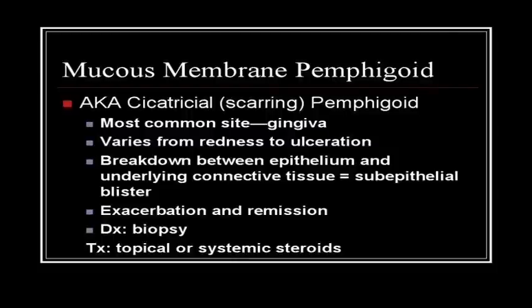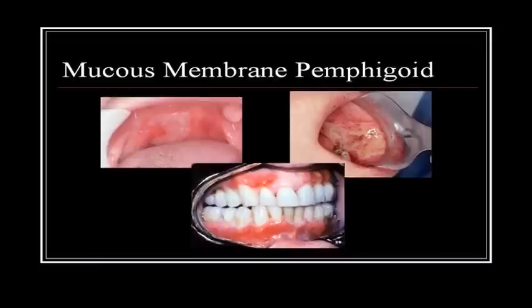Mucous membrane pemphigoid is also known as cicatricial or scarring pemphigoid and is similar in some characteristics to pemphigus. This condition, however, involves the gingiva. It varies from simply redness to the ulcerations mentioned earlier. This condition occurs because of a breakdown between the epithelium and the underlying connective tissue and causes a subepithelial blister. Like many other conditions of an immunologic origin, it will go through periods of exacerbation and remission. The diagnosis again is made through biopsy, and treatment again is topical or systemic steroids.